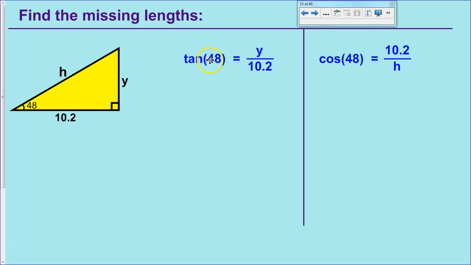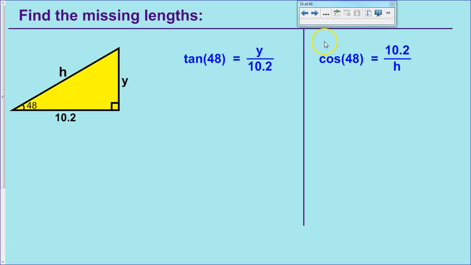So I use the tangent function to set that up. I say the tangent of 48 degrees is equal to the distance of y divided by 10.2. Over here, I'm hoping to get my hypotenuse out of the deal. Well, sine references the hypotenuse, and cosine references the hypotenuse. So if I want to find the hypotenuse, I have 10.2 over h, which is the adjacent side over the hypotenuse, so that would be cosine.